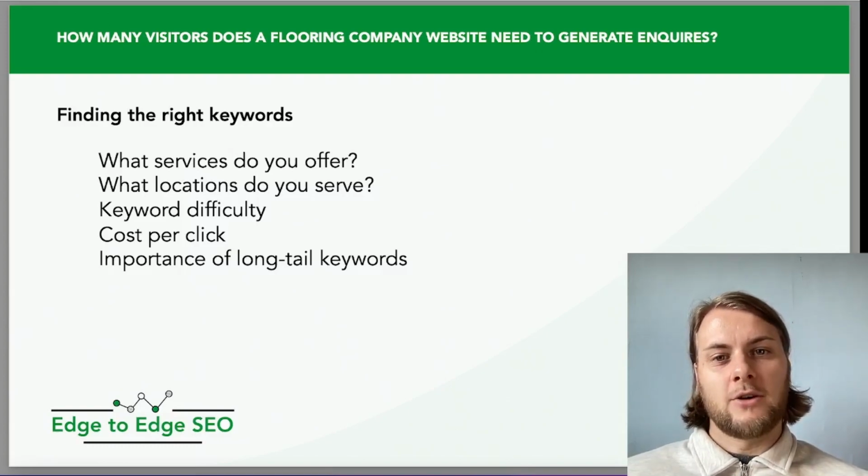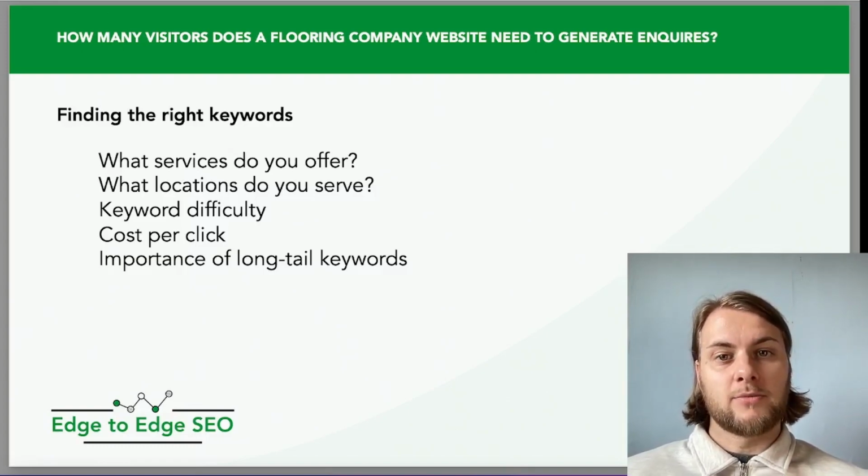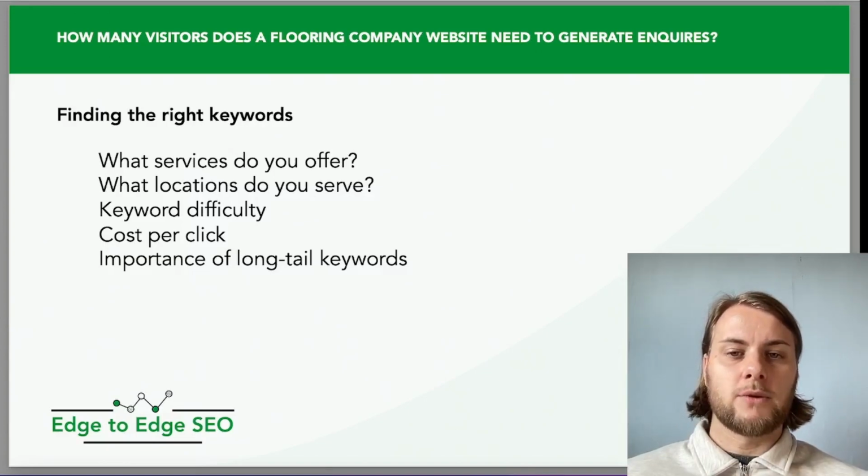The next indicator is cost per click. So look at the cost per click, because generally people are going to target the most profitable keywords. Now, Google Ads, a Google Keyword Planner, does give you a cost per click, and that's going to be the most reliable place to get that information from. And then lastly, the importance of long tail keywords.